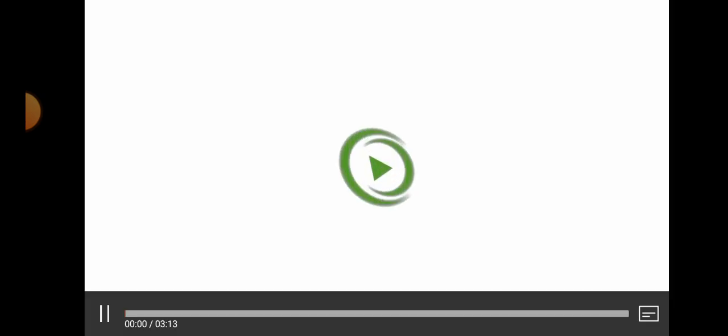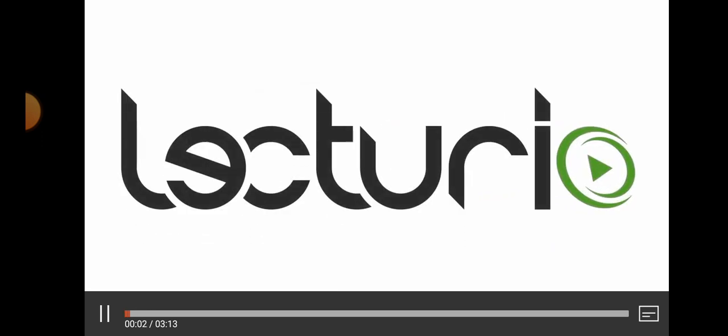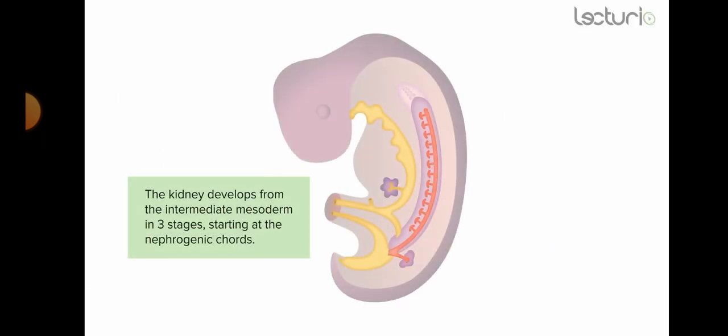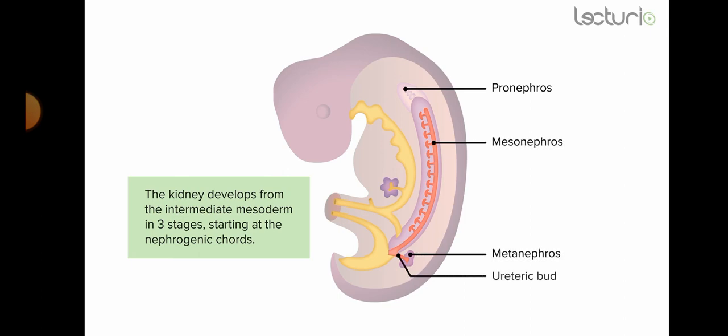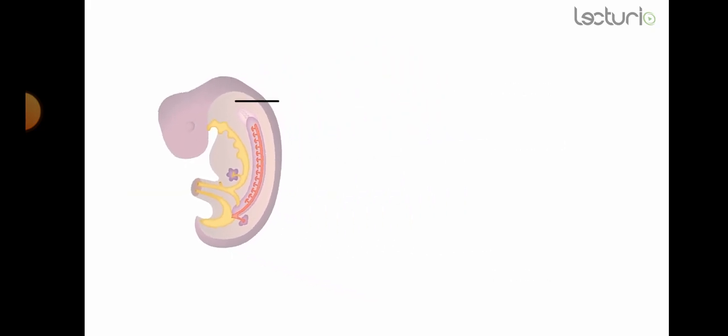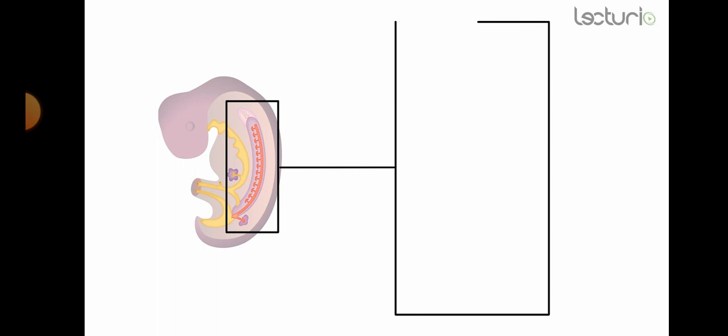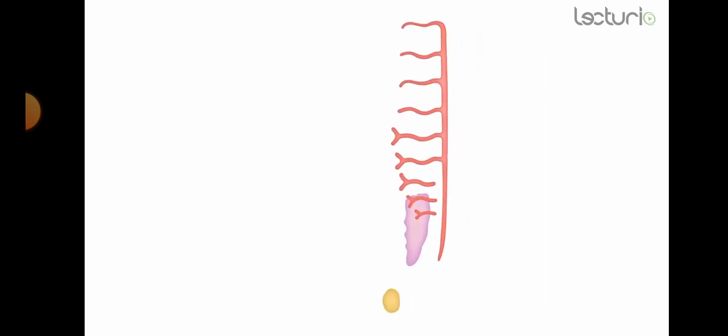I am going to show you a short video of how the urinary system starts developing. You can see the kidney develops from the intermediate mesoderm. The keyword, keep this in mind, the nephrogenic cords. They differentiate into pronephros, mesonephros and metanephros. The pronephros are the primitive ones. They start regressing. The mesonephros is the middle, and the metanephros is in the lower part.